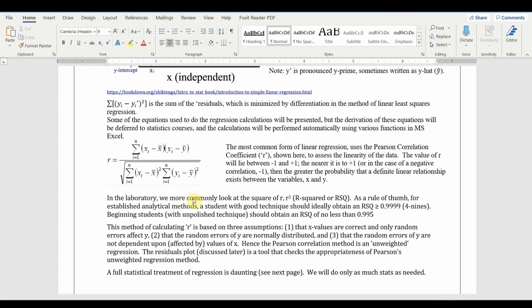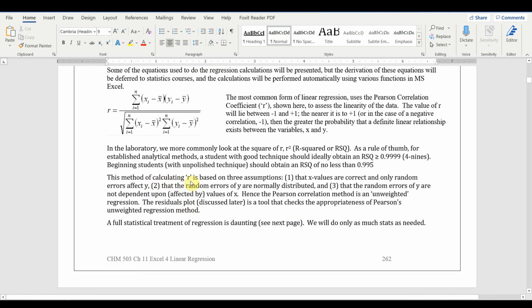Now in the lab, we more commonly use the square of R, which is called R squared. And as a rule of thumb, for established analytical methods, a student with good technique should ideally obtain an R squared of greater than or equal to 4 nines, 0.9999. Now the beginning student with unpolished technique should obtain an R squared of no less than 0.995.